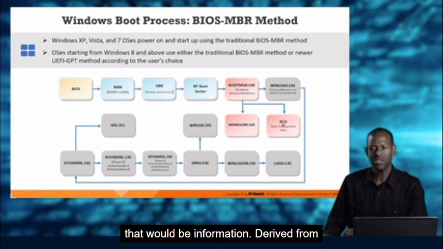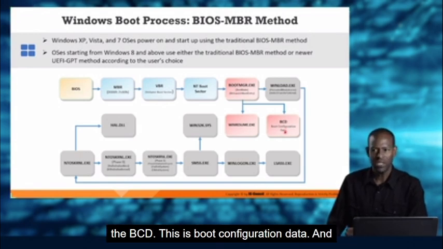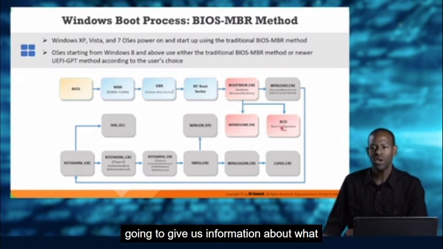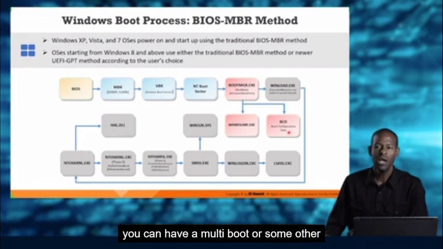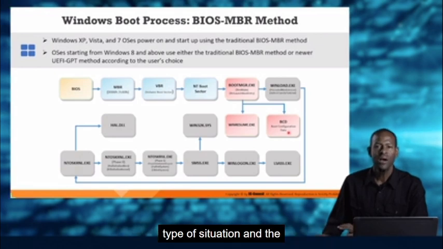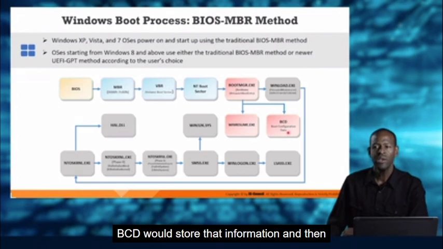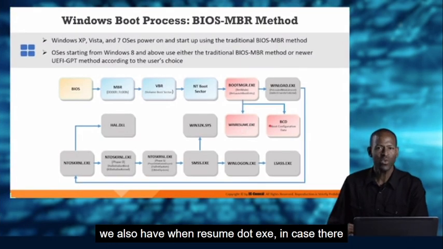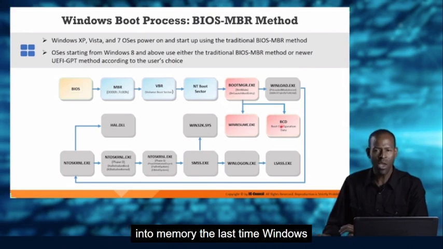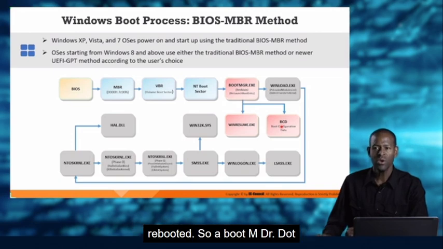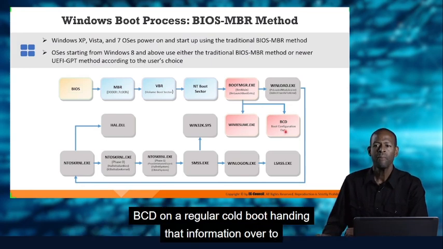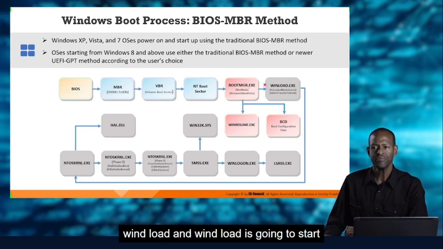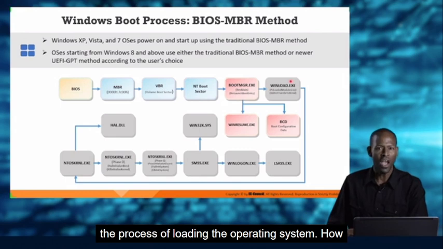And that would be information derived from the BCD, the boot configuration data. The BCD is going to give us information about what sector, partition, et cetera, and which operating system to load first. You can have a multi-boot or some other type of situation, and the BCD would store that information. And then we also have winresume.exe in case there were other processes that were loaded into memory the last time Windows rebooted. So bootmgr.exe is going to consult with these. Mainly it's going to be looking at that BCD on a regular cold boot, handing that information over to WinLoad. And WinLoad is going to start the process of loading the operating system.